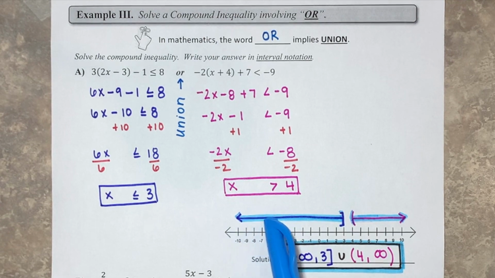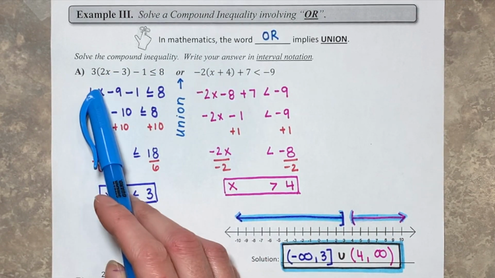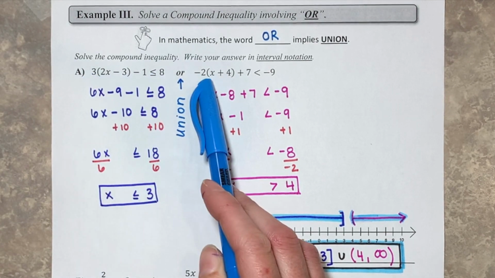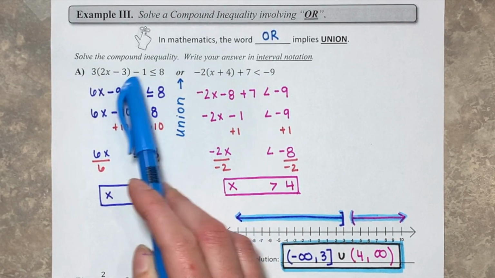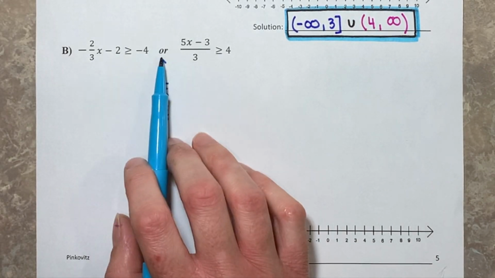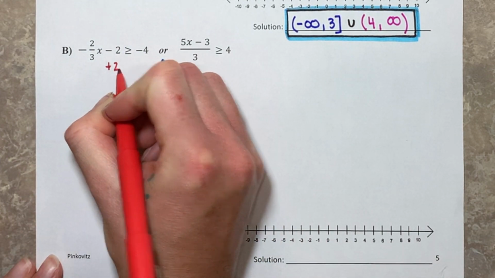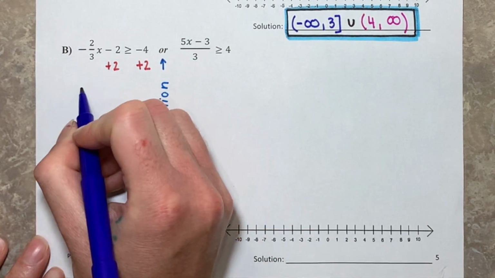So what does this solution mean? This means that if you pick any number in either of these regions and plug them in for x, that x value will satisfy either this equation, or it might satisfy both. Let's solve one last problem. I see the word or, which means union. Let's start by solving this inequality on the left. We'll start by adding 2 to both sides.